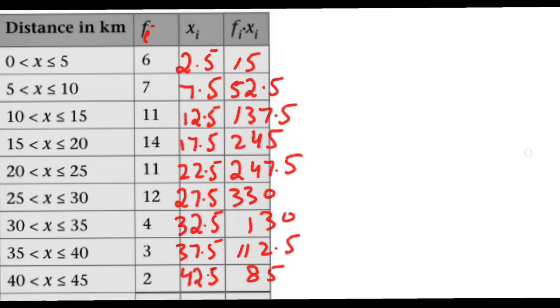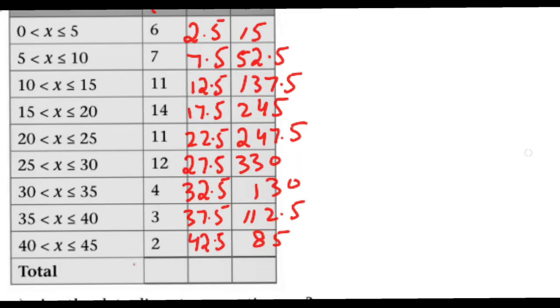Now I need to calculate summation fi. I need to add all of these values: 6 plus 7 plus 11, and so on. That will be 70. Now summation fi xi is equal to, I need to add all of these values, 15 plus 52.5 and so on. That will give me 1355.